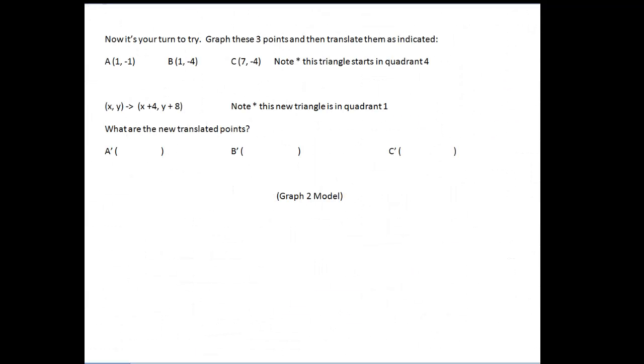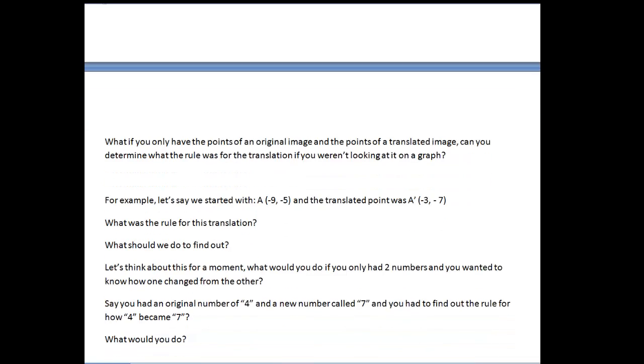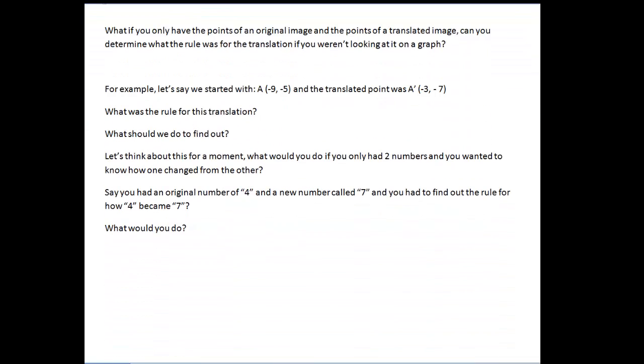Now it's your turn. And this is where the new points, the translated points, come out, shown on the screen here. Now we're asking a different question here, though. What if you only had the points of an original image and the points of a translated image? Can you determine what the rule was for the translation if you weren't looking at it on a graph?